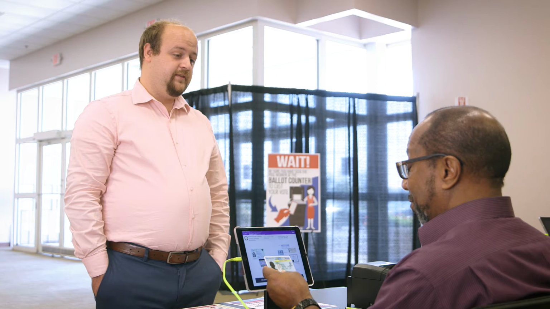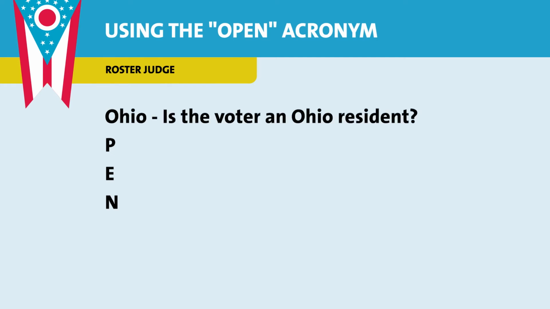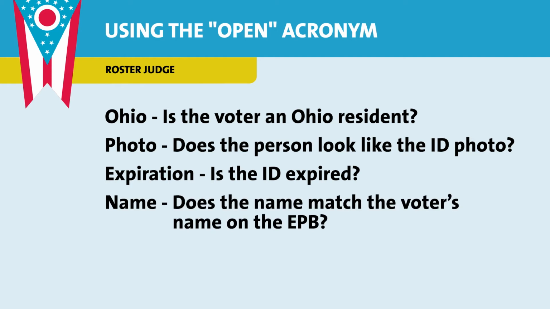Our voter has a photo ID, so we'll use the OPEN acronym to see if it's valid. OPEN stands for O, Ohio: is the voter an Ohio resident? P, Photo: does the person look like the ID photo? E, Expiration: is the ID expired? N, Name: does the name match the voter's name on the EPB? You can find a guide to acceptable name matches in the gold roster section of the manual as well.